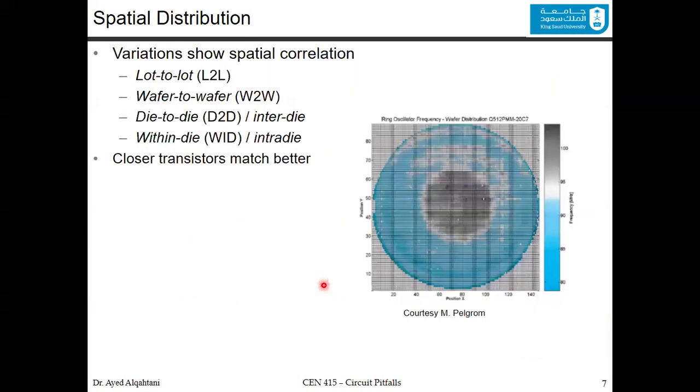Now for the spatial distribution, variations show actual spatial correlation. If this is the die with the set position X and Y, and this is the frequency to see the variation in transistors. It could be from lot to lot, or wafer to wafer, or die to die, what we call inter-die, or within a die, or intra-die. The thing here is closer transistors match better. So if you take a special region here, the transistors that are there match better, and so on.